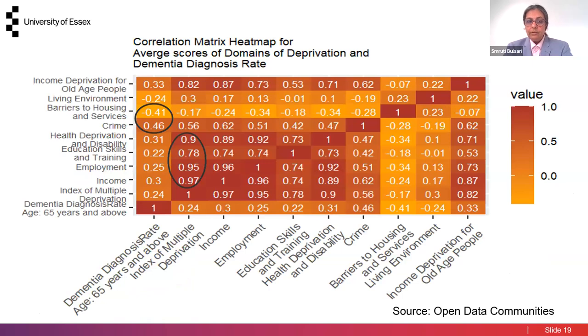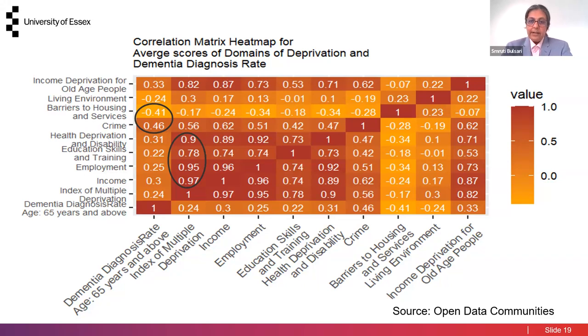Coming to the correlations. The first column shows the correlation of different domains of deprivation, and the overall index of deprivation, with that of the dementia diagnosis rate. And we can see that there is a weak, mild, or medium correlation across the different domains of deprivation.